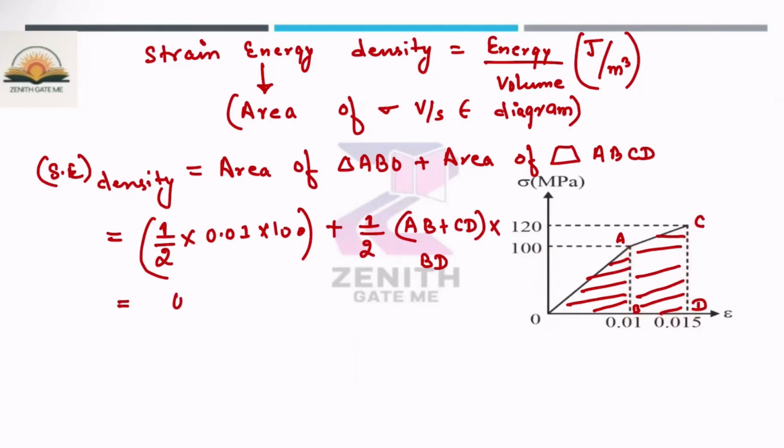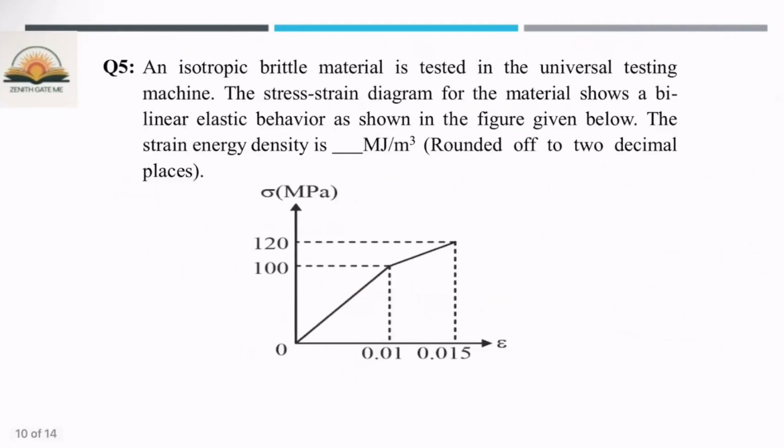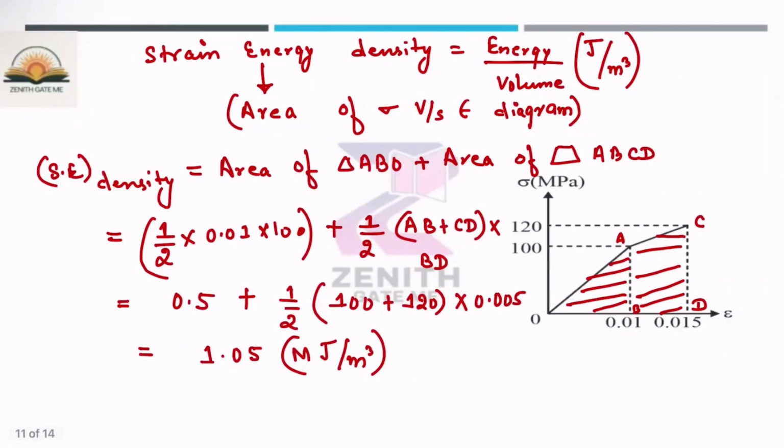So this value will be 0.5 plus half of what is the AB and CD value? AB is 100 plus CD is 120 into 0.005. Okay, because BD is nothing but if you subtract 0.015 minus 0.01, then you will get 0.005. So if you solve, then you will get the answer 1.05 megajoule per meter cube. And that is the answer. So you have to round off to the 2 decimal place. The correct answer for this question is 1.05.